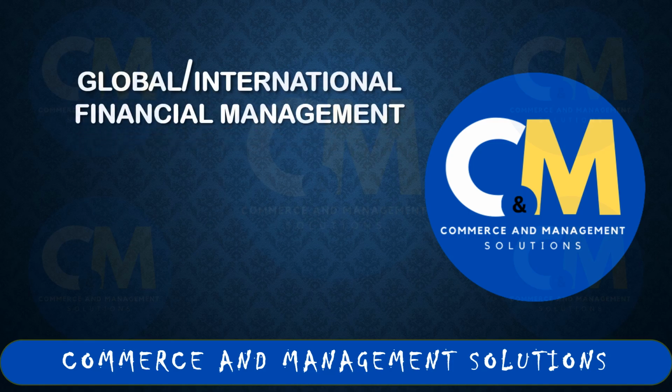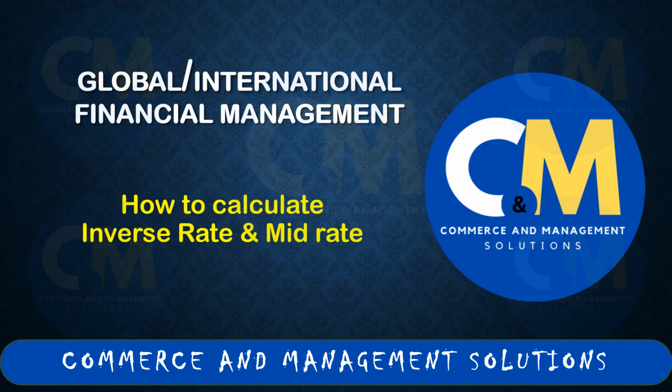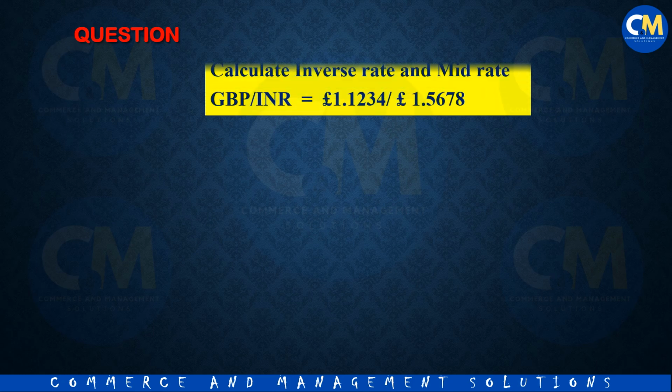In this video, we are going to work out one question on inverse rate and mid rate. Let us take a question here. Calculate inverse rate and mid rate. Here the question is GBP per INR is equal to 1.1234 pounds per 1.5678 pounds. This is a two-way quotation where bid rate and ask rate is given. So here we need to calculate inverse rate and mid rate.